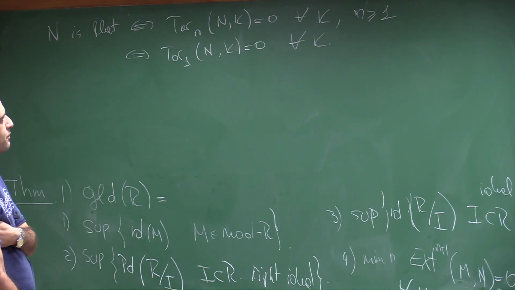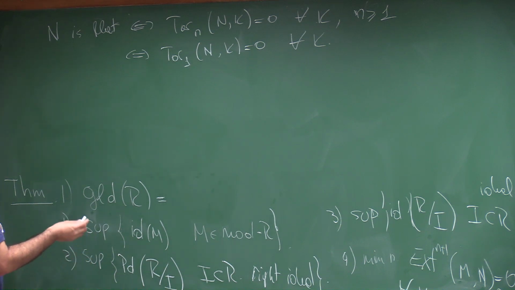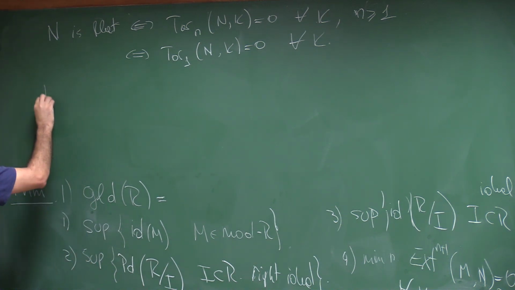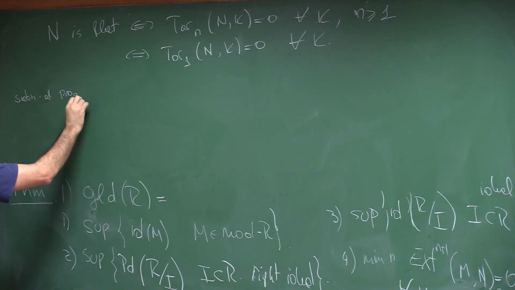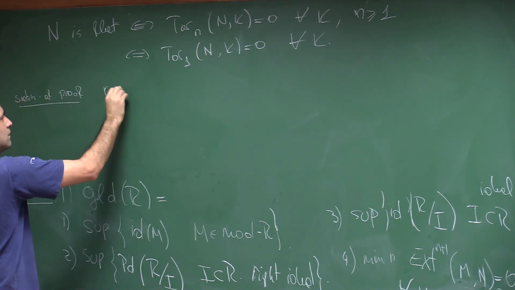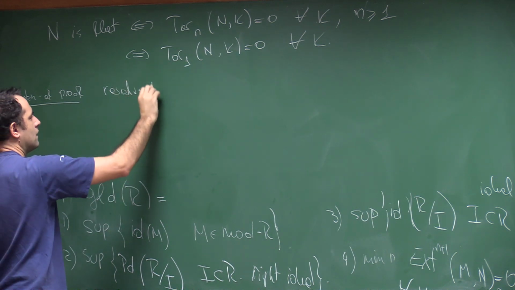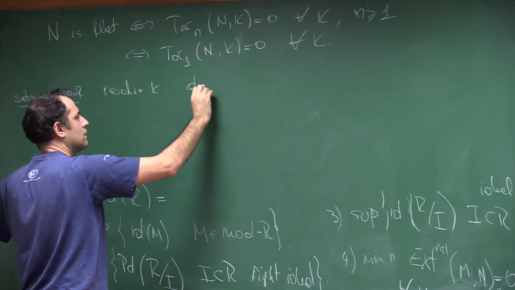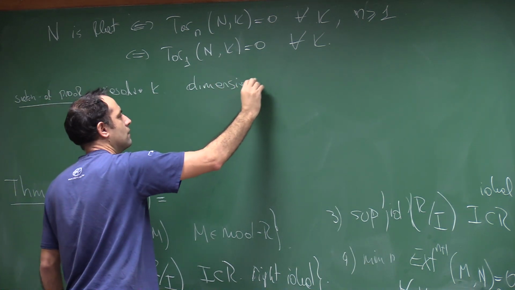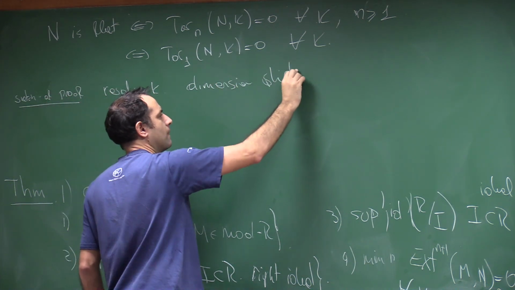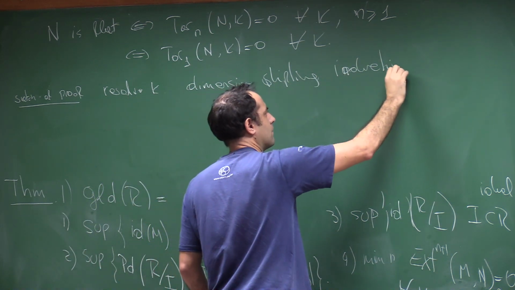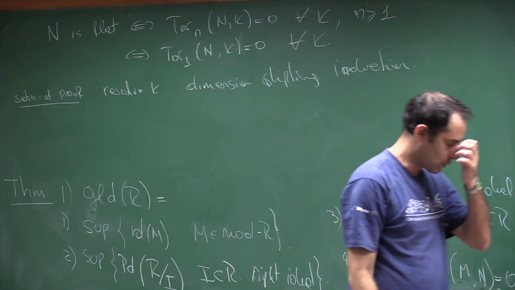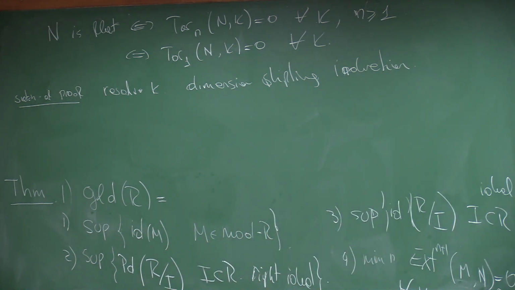Yeah, so the proof of this statement is exactly the same thing as before. You just do dimension shifting. So sketch of the proof: resolve K, and use dimension shifting, and do it by induction. So if you know that Tor_1 is 0, you're going to end up proving that Tor_n is 0 for every K.